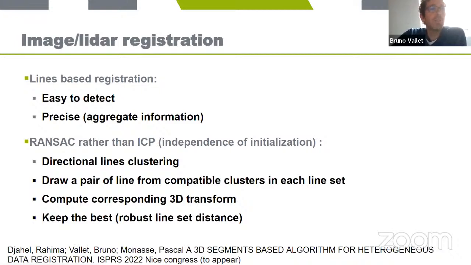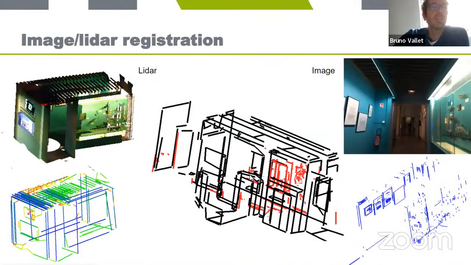And so we propose a method based on directional lines clustering, and then in RANSAC, you know that you draw randomly elements that you want to put in correspondence. So here it was pairs of lines, computing the corresponding 3D transform, and then we defined a robust distance between line sets. And with RANSAC, we finally choose the transformation that minimizes this distance between the robust line sets. So that's what it looks like visually.